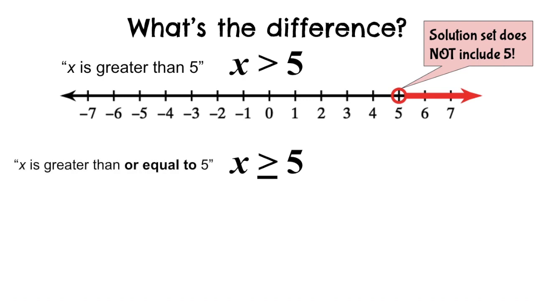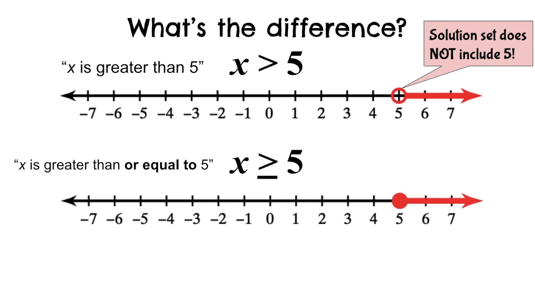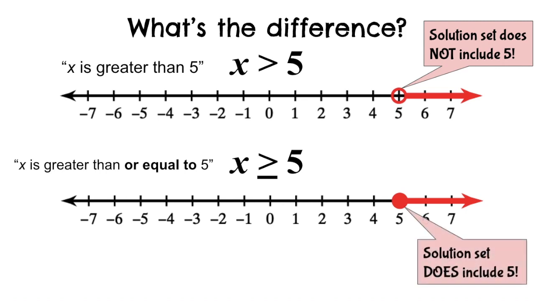which brings us to our second statement. The second statement is x is greater than or equal to 5, and you can tell the difference because it has half of an equal sign right underneath the greater than symbol. On a graph, you'll notice that it's almost identical to the top, except for now 5 is included in the solution set. So we're including 5 in our solution set because it is equal to 5.